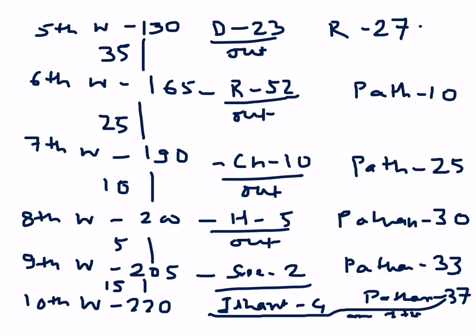Fifth wicket falls. Now from fifth to sixth wicket, you can see 130 to 165, around 35 runs has increased. Dhoni has already got out. Rohit has made 27. So if I add 35 and 27, I know Rohit can get his total score. So what will happen in this scenario? See, Rohit can get his total score at this moment.